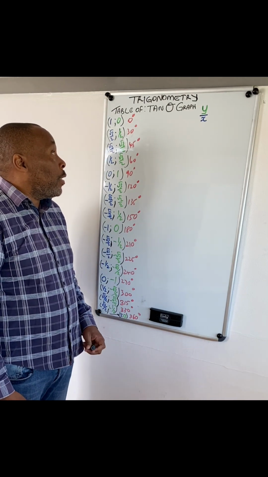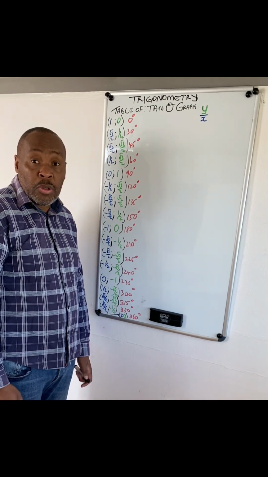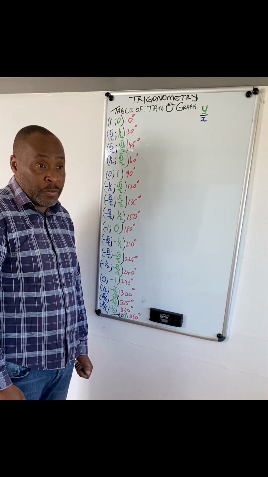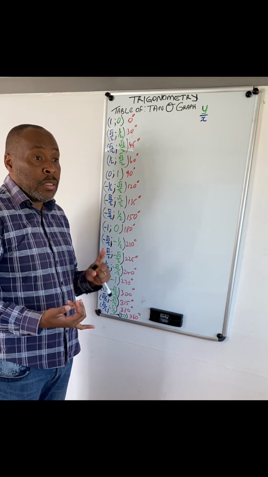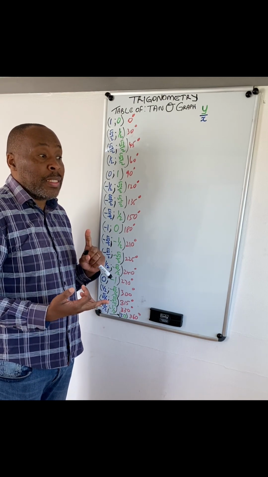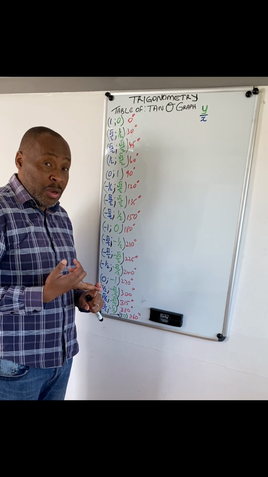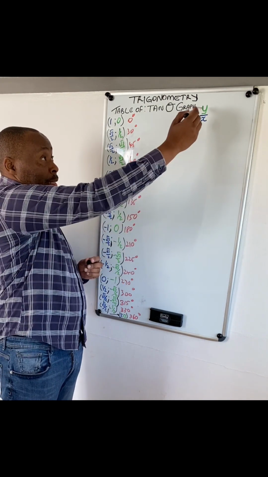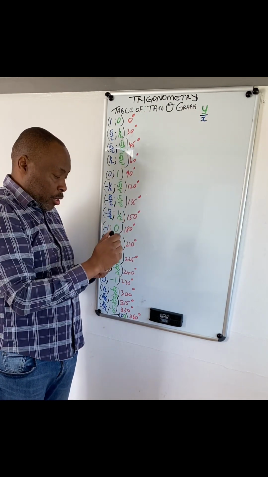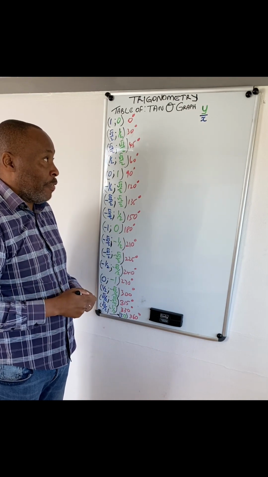Classroom. We're on trigonometry, we're doing the table of the tan theta graph. We did sine theta, which is y. We also did cos theta, which is x. Y is sine theta, x is cos theta, so that we can get the tan theta graph.